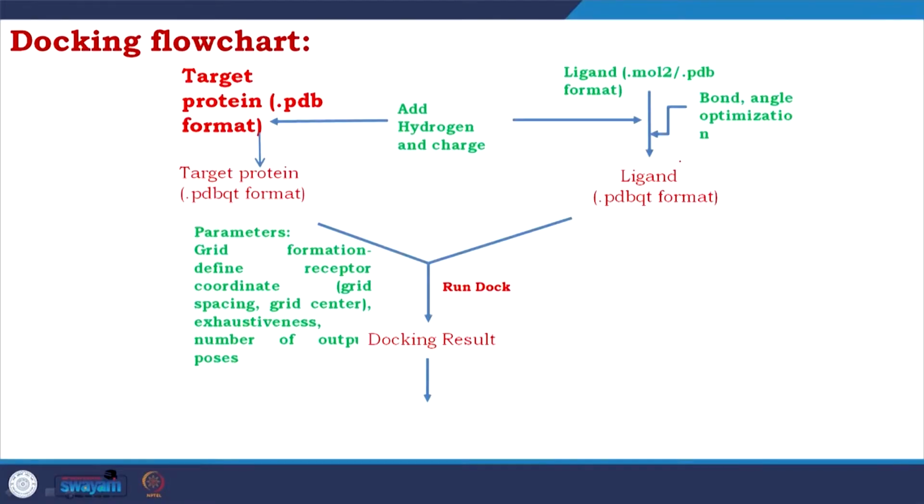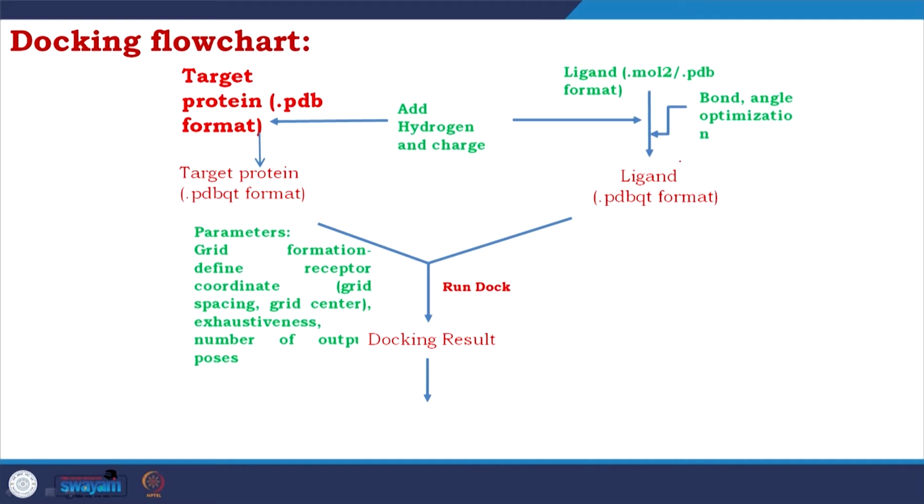Now you could optimize bond angles, especially if you remember in the case of ligand I talked about rotatable bonds. I will talk about that also, because if a molecule has more rotatable bonds, it could change conformation, so it comes to flexibility issues, and we will talk about them.